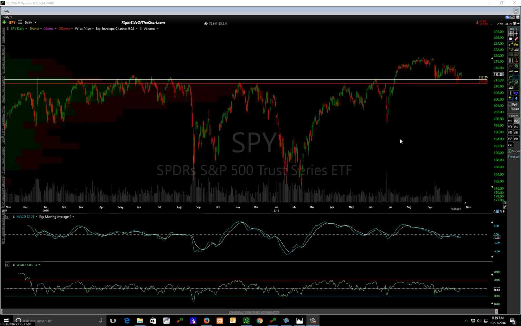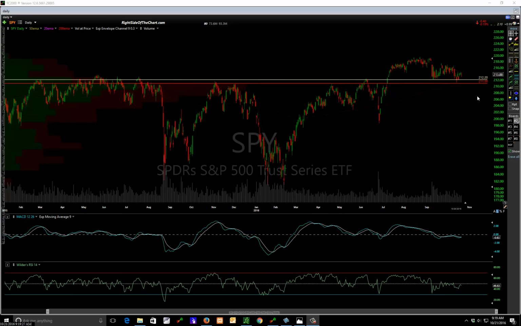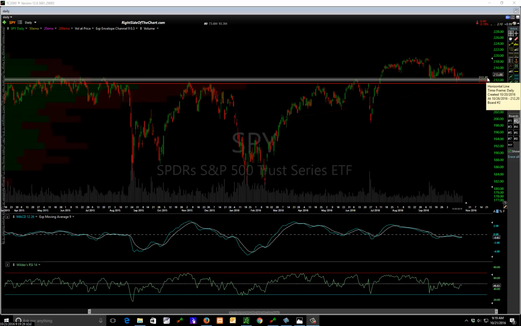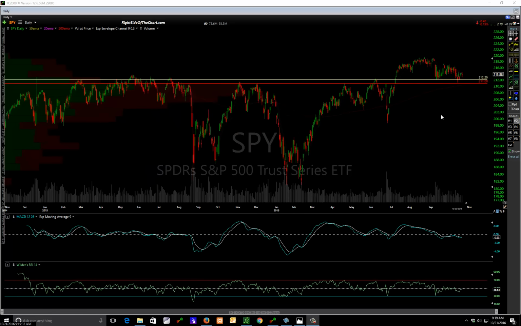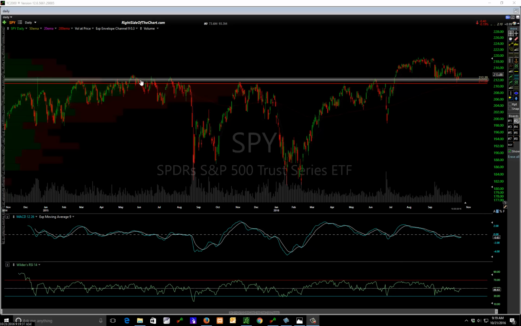Comparable levels on the SPY, the S&P 500, have a resistance or support zone that runs between 211 and 212.20. So 211 is what I would call my flash point. That's a pretty key level. A similar story. The SPY broke out to new highs recently, couldn't hold those new highs, came back in and backtested.